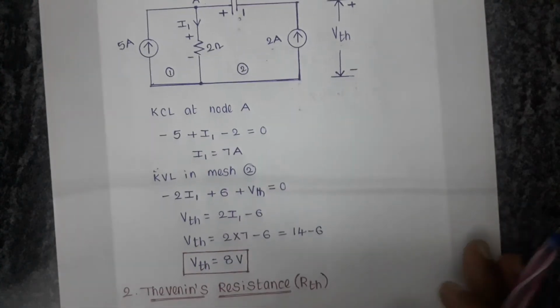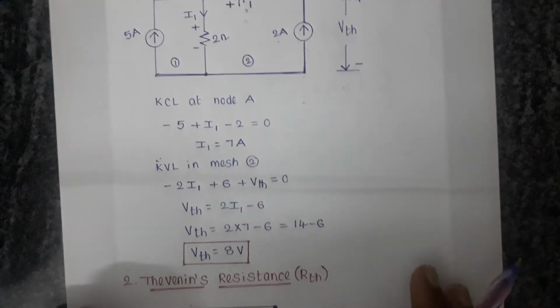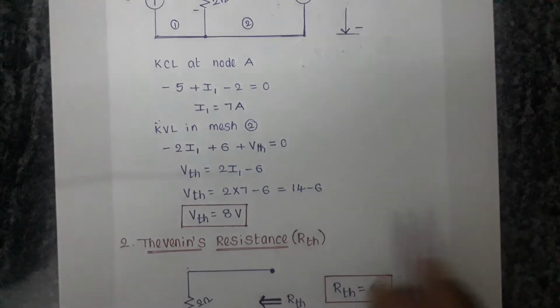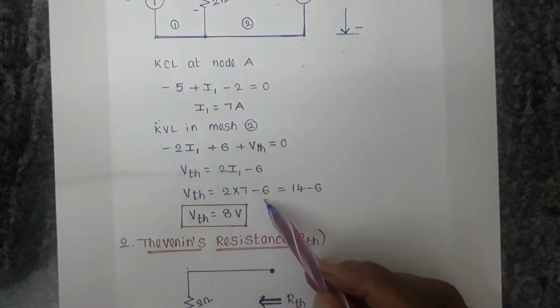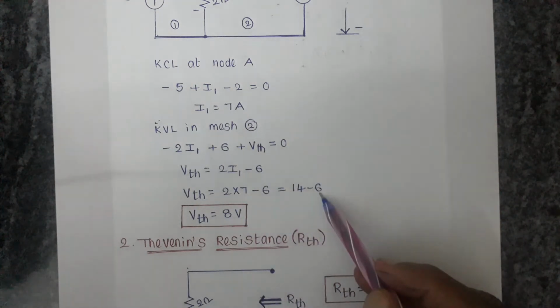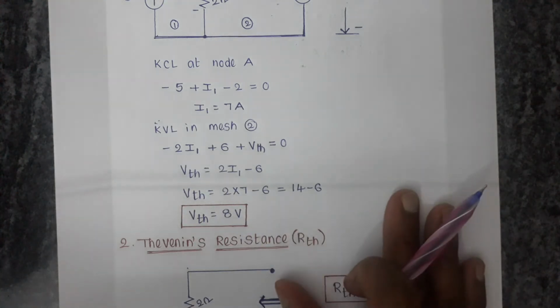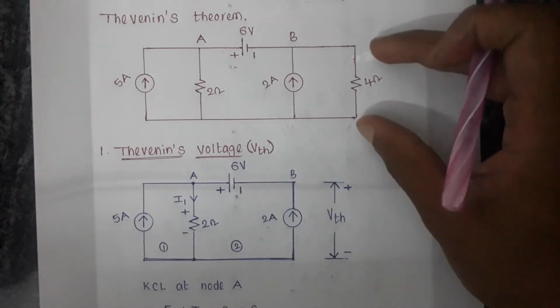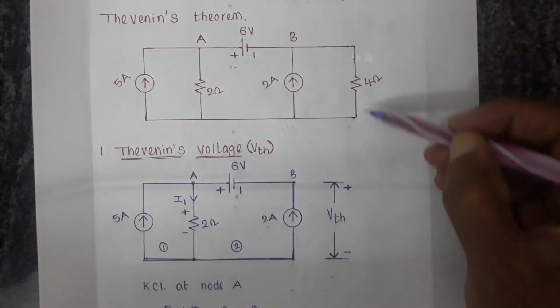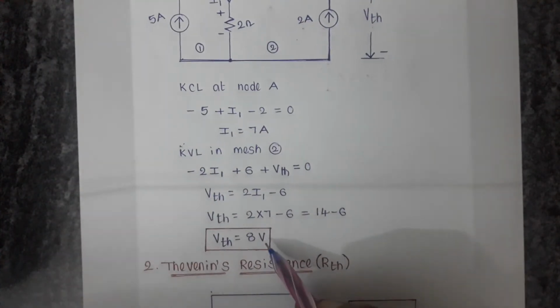So VTH is equal to 2I1 minus 6. So VTH is equal to 2 into 7 minus 6, since I1 is 7 amperes. 14 minus 6, so that is equal to 8 volts. So Thevenin's voltage is 8 volts, meaning after removing this element, the voltage between these two nodes is Thevenin's voltage. So Thevenin's voltage we are getting as 8 volts.